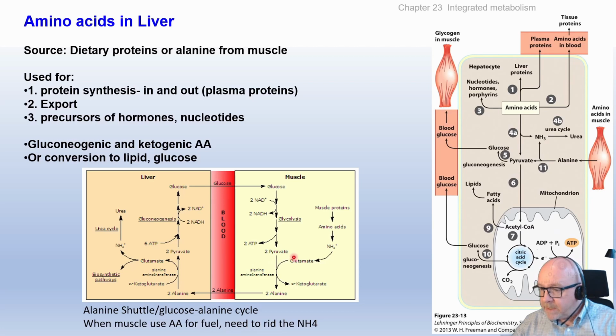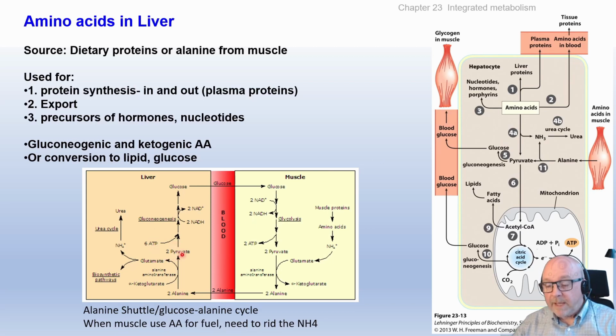aminotransferase, that takes pyruvate and glutamate and the ammonia and makes alpha-ketoglutarate and alanine. Then the alanine is exported via the blood to the liver, where we have the almost opposite reaction, where the alanine and the alpha-ketoglutarate, via, again, the enzyme alanine aminotransferase, give rise to pyruvate and glutamate and ammonia. And the ammonia then can be taken out by the urea cycle, exported to the kidneys for excretion.